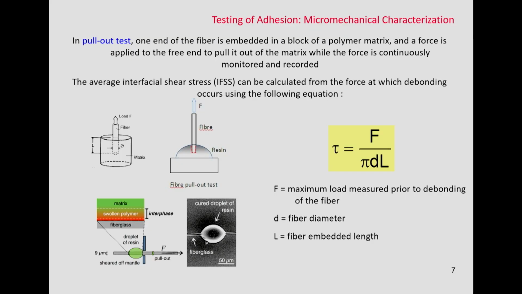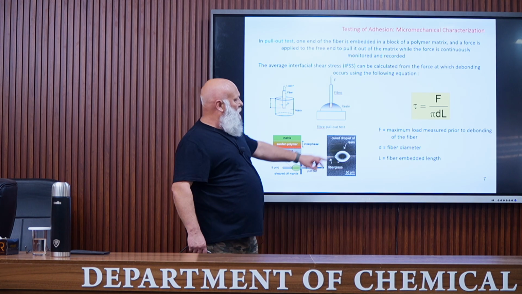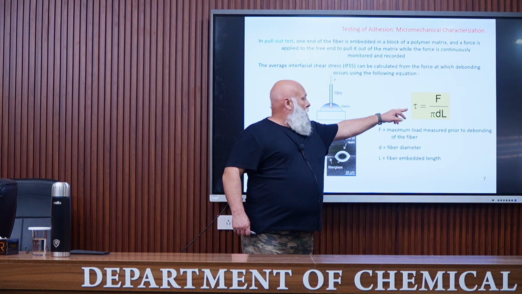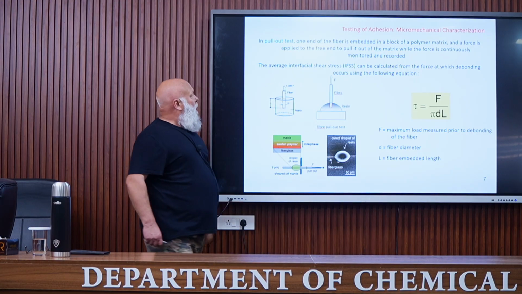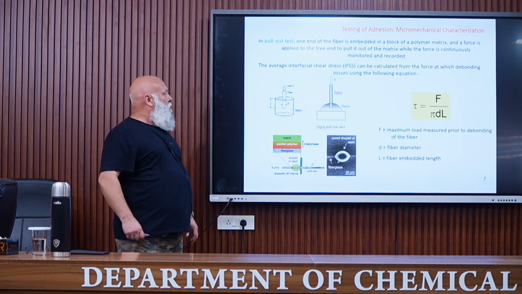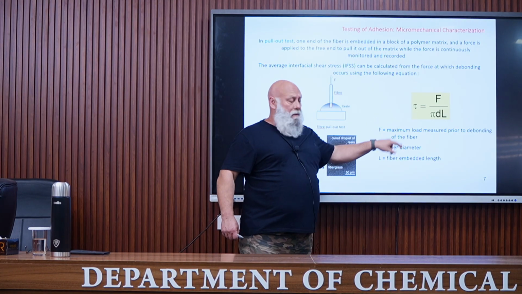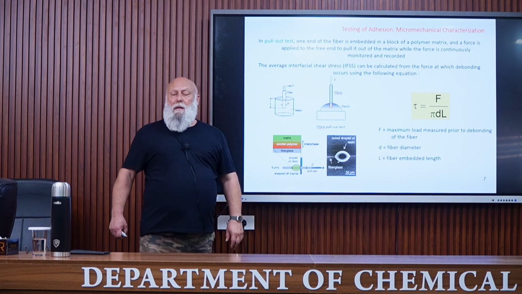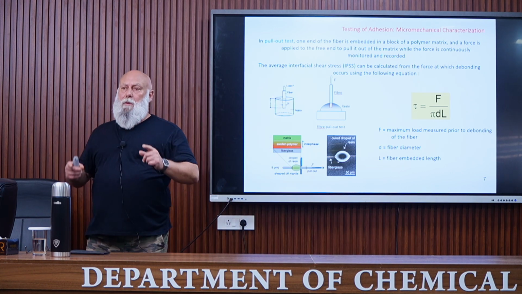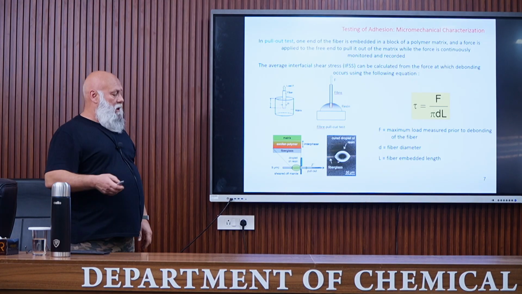From this test, the average interfacial shear stress can be calculated from the force at which debonding occurs using this equation. So tau is the interfacial shear stress, F is the force necessary to extract the fiber, D corresponds to the diameter of the fiber, and L is not the length of the fiber, but the length of the fiber which is embedded, of course, in the matrix.